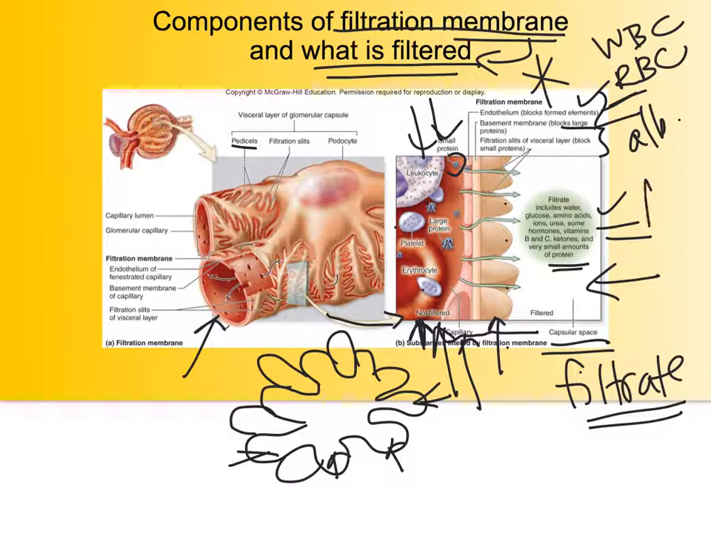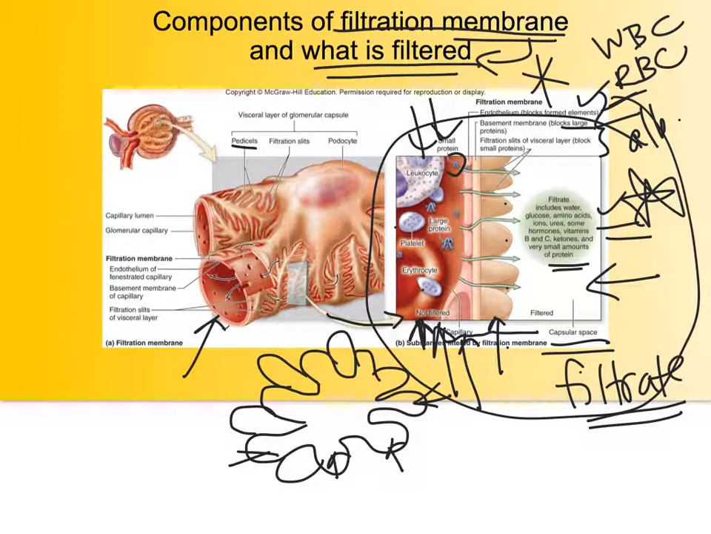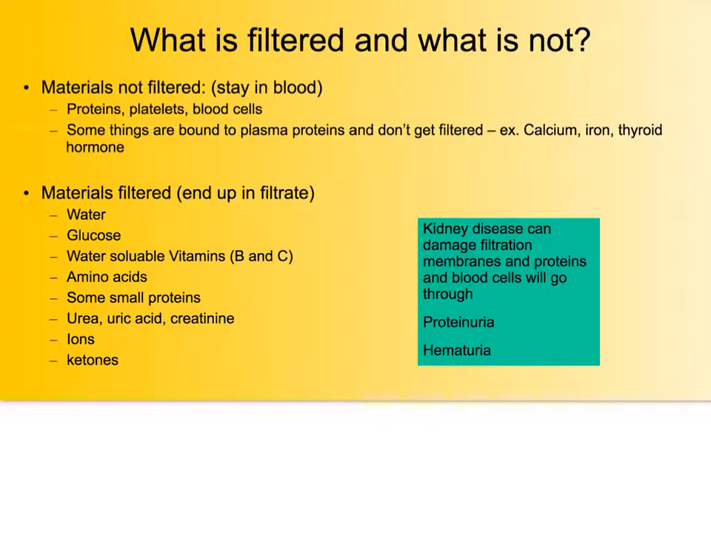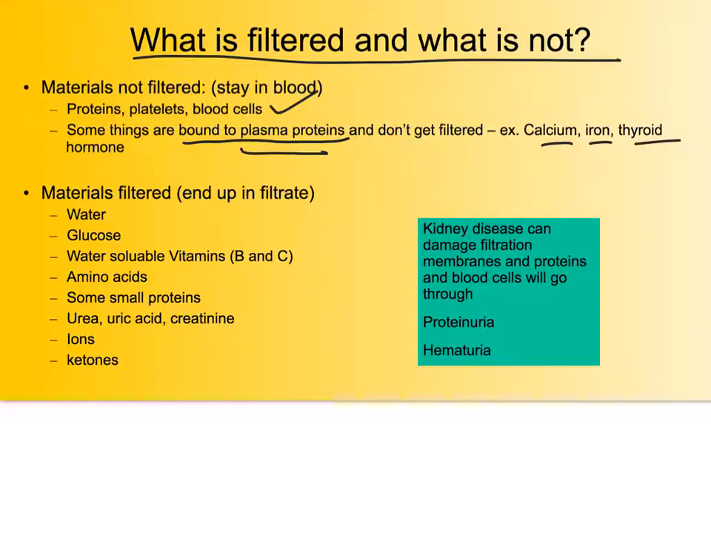So this side sums up what's going on, and I kind of made a mess out of it. I'm not so worried that you know all the anatomy of this, but this is what's happening. Here it is written out. What stays in the blood? Proteins, platelets, blood cells. Some things that are bound to big proteins stay in the blood, so things like calcium, iron, and thyroid hormone should stay in the blood.